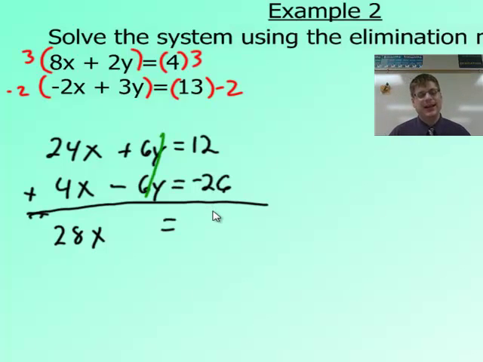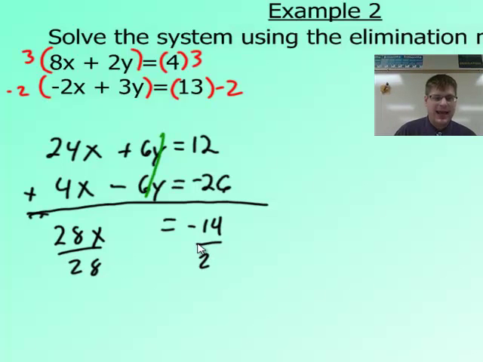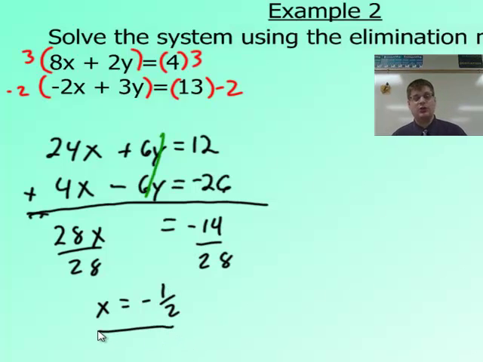Okay, so I'm going to have 12 minus 26, or plus negative 26. That's going to leave me with negative 14. And I'm going to divide by 28 to yield my x. So I'll have x is equal to negative 1/2.